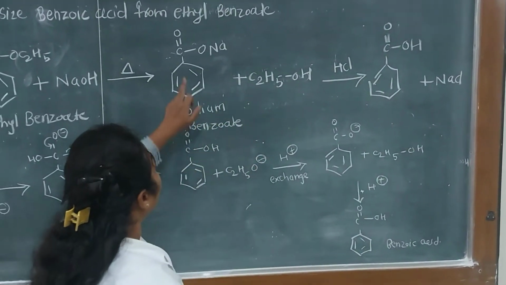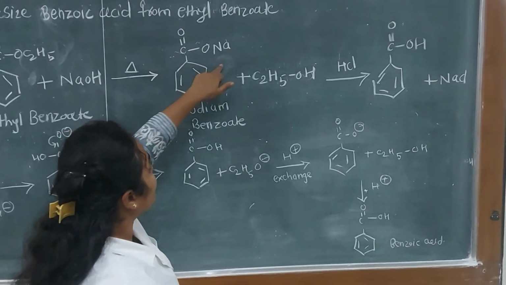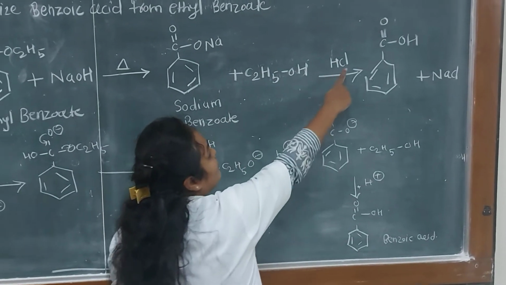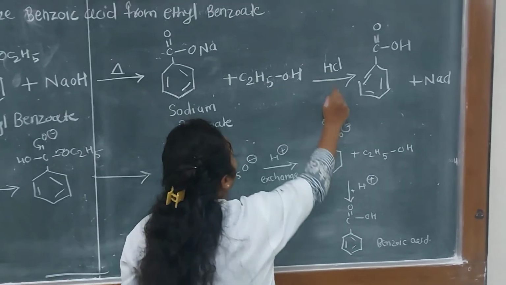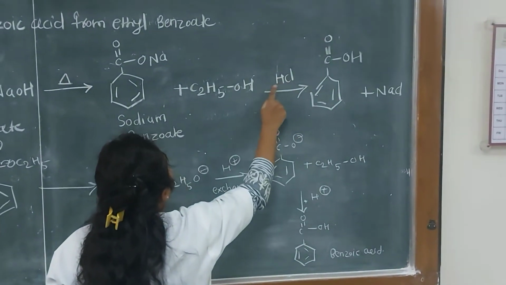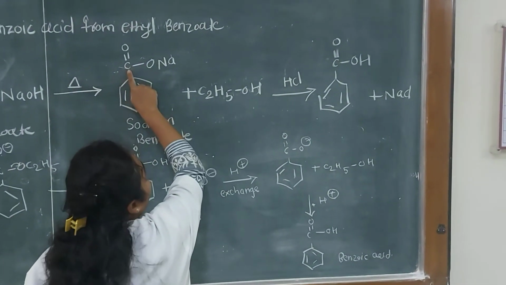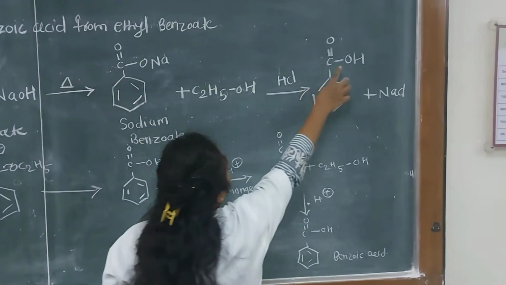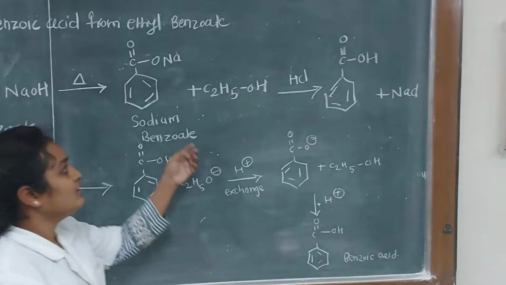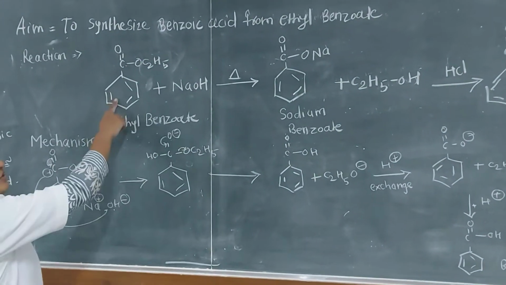This is sodium benzoate, benzene ring, C double bond O Na. This is the structure of sodium benzoate. It reacts with concentrated hydrochloric acid and it gives benzene ring, C double bond O. This hydrogen H plus ion attacks here, which means the formation of C double bond OH and NaCl. This NaCl is removed. This is the reaction of benzoic acid.